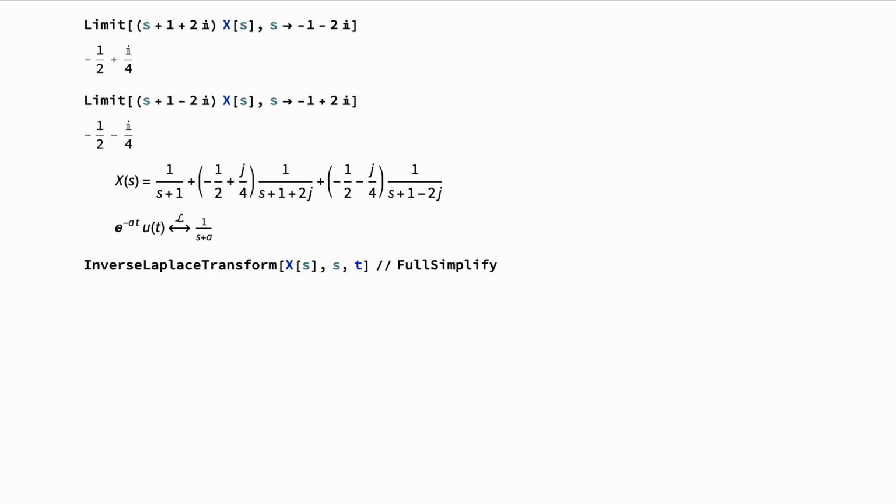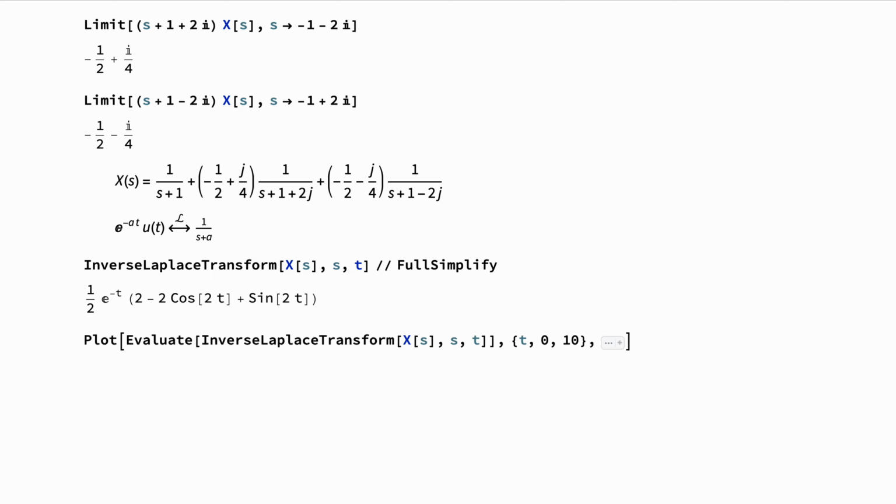We can also find the inverse Laplace transform using the Wolfram Language, and we can plot the inverse Laplace transform to see how it changes over time. We have some oscillations due to the sine and cosine, but the signal is dying over time.